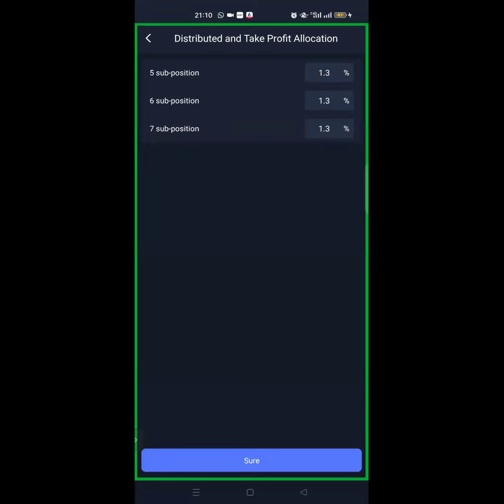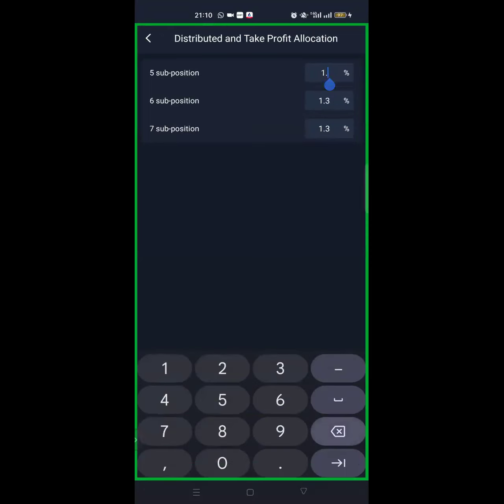The default is 1.3. You can actually change it to your preference. You can say, oh, you know what, maybe 1.3 is too much. I just want to wait for 1%. I want my fifth call to sell at 1%. If the coin pumps by 1%, it should sell. Or you can still leave it. If you are good with 1.3, you can leave it at 1.3.